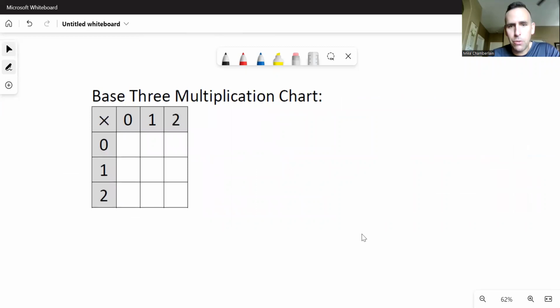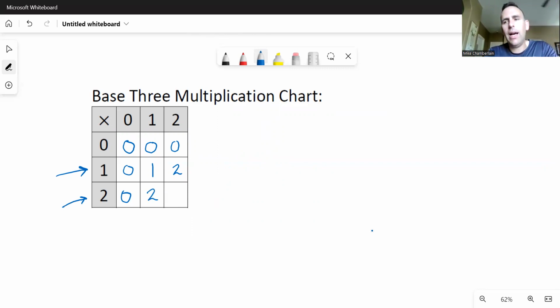Okay, if you go to base 3, a little bit bigger, we still have a lot of things that we can know quickly. Multiplying by 0 is pretty easy. And then counting by ones, or multiplying by ones. 1 times 1 is 1. 1 times 2 is 2. And then on the next line, we're going to count by twos. 0, 2. Here's where something changes. 2 times 2 is not 4. That's strange. It's always been 4.